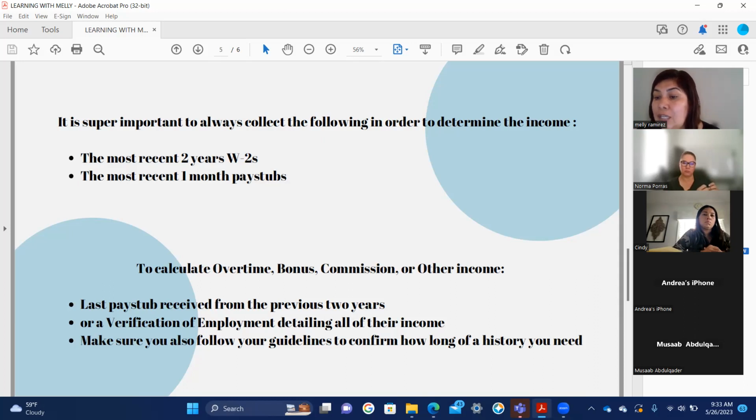So if you have a client and you need that income, as long as it's in the same field of work, whether it's the medical field, hotel industry or restaurant industry, and they have been doing it for over a year and we're able to get a verification of employment saying they're likely to continue working there, you will be able to use both employers' income. Any questions on this?